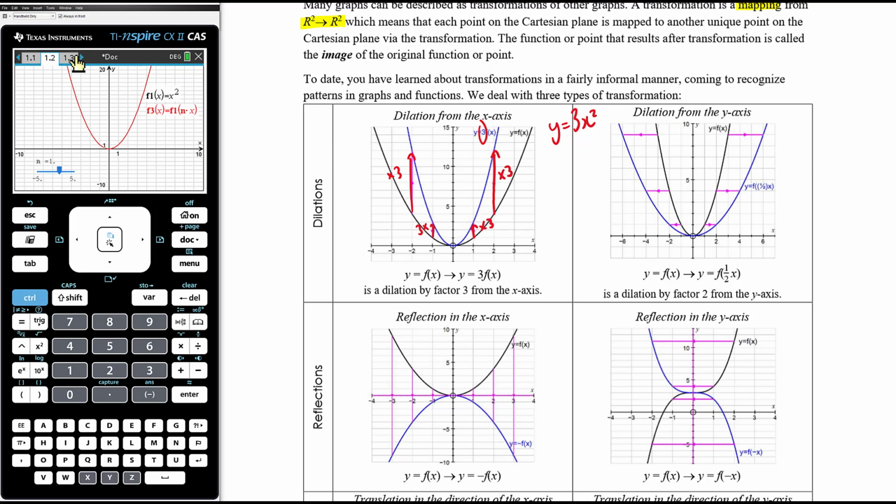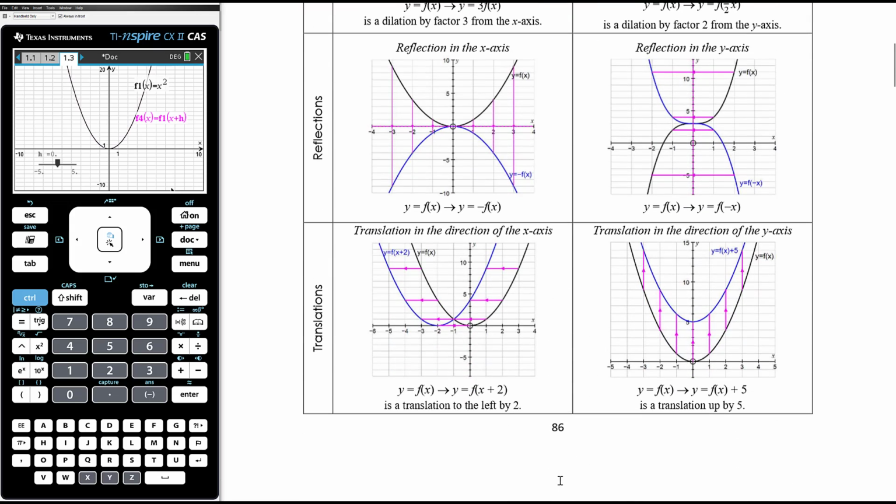Back to 1. Let's have a look at the translations. So let's have a look at f of x plus h. What we see here is if I make h bigger, so I make h 1, h 2, h 3, now that's f of x plus 3. The graph hasn't gone to the right by 3, the graph has gone to the left by 3.